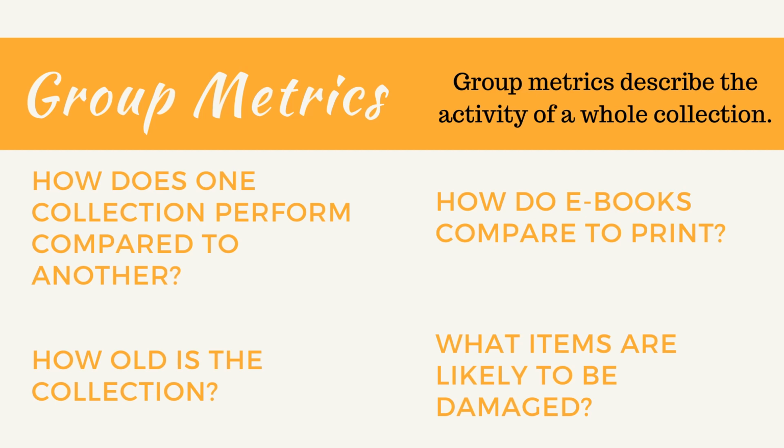There are two kinds of metrics. There are those that describe the activities of items as a group. Those are group metrics. They include data like publication date, use, cost, size. They can be used to answer questions like, how are youth nonfiction science titles performing compared to the overall performance of youth nonfiction? Or how old is the youth science collection on average? How does the use of downloadable materials compare to print?